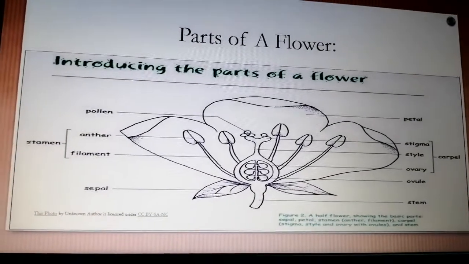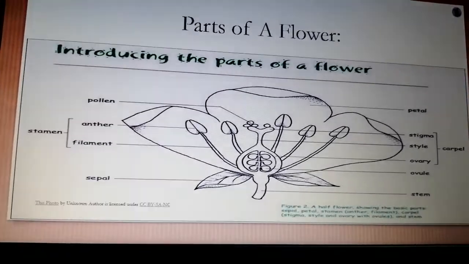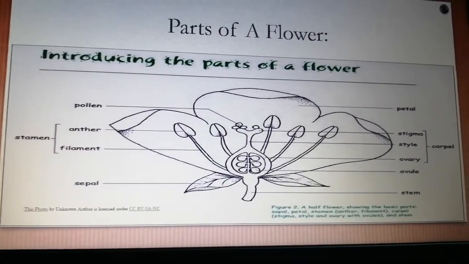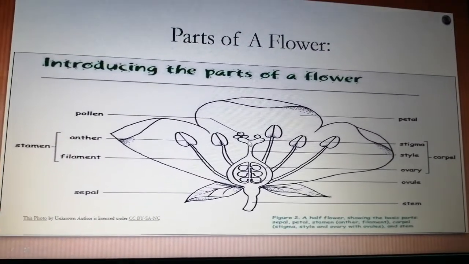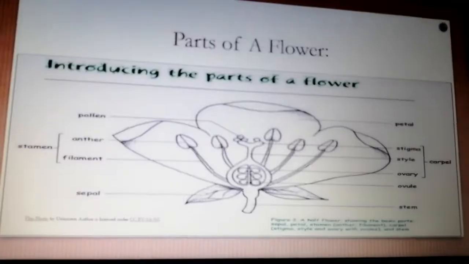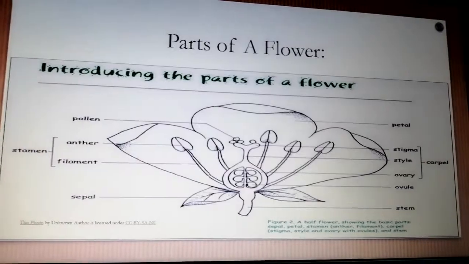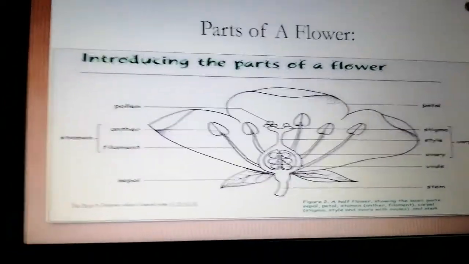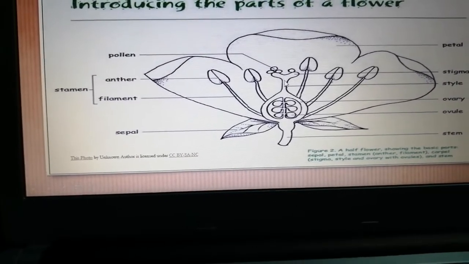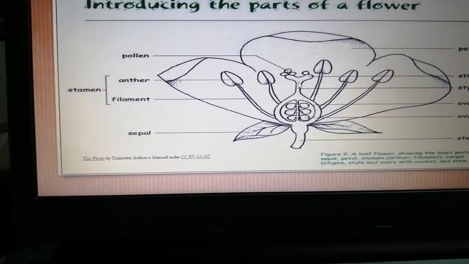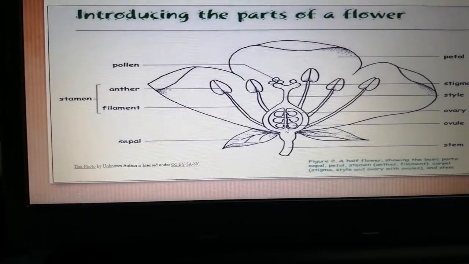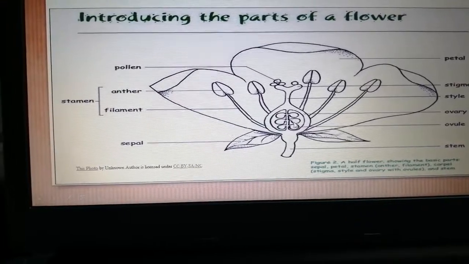We have also carpel or pistil. Carpel or pistil is the central part. The carpel or pistil consists of a stigma, the part at the top. This part at the top is called the stigma. This part is called the style. This part is called the ovary, and inside the ovary we have ovules.